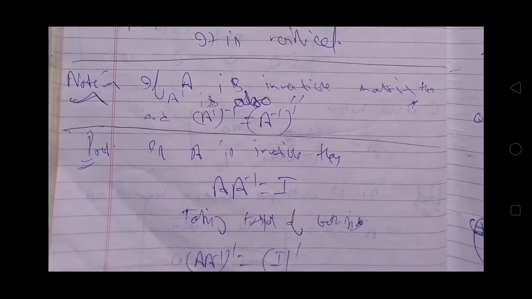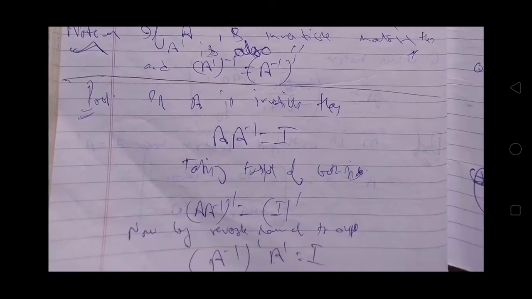Now see this note. If A is an invertible matrix then A dash is also an invertible matrix and inverse of A transpose will be equal to transpose of A inverse. If A is an invertible matrix then A into A inverse is equal to identity matrix.